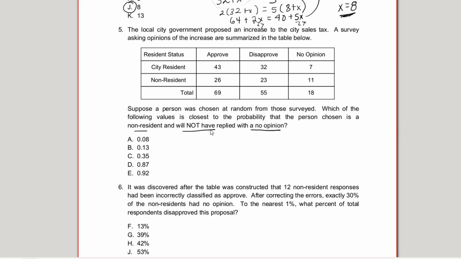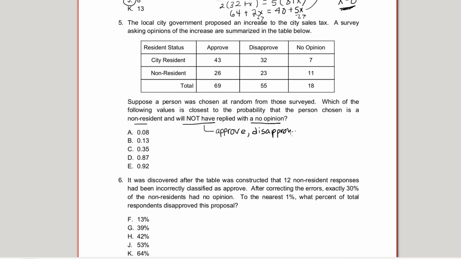So if it means they will not have replied with a no opinion, the two options that we're looking at is that they would have given an approve or a disapprove. That's what we're looking for in our non-residents. It did not give us the total of how many were surveyed, but we can get this from this bottom line here. If we add 69 plus 55 plus 18, we get 142 total. And we get that from adding across. You could have actually added across each one of these and then summed that up, but we'll use that.